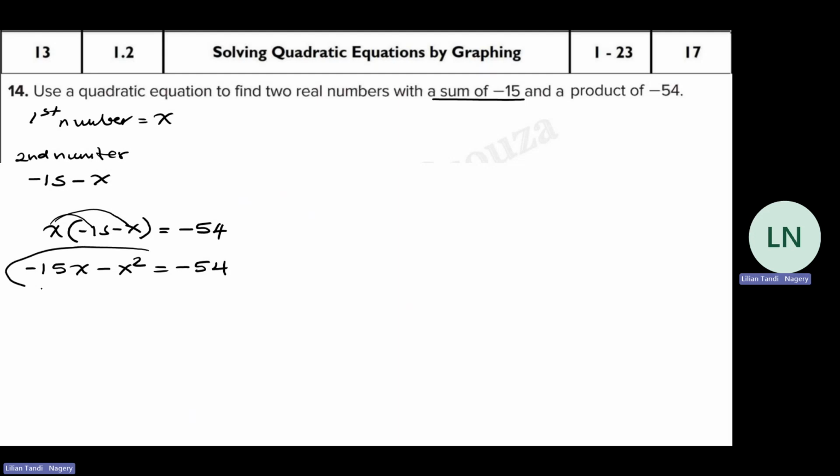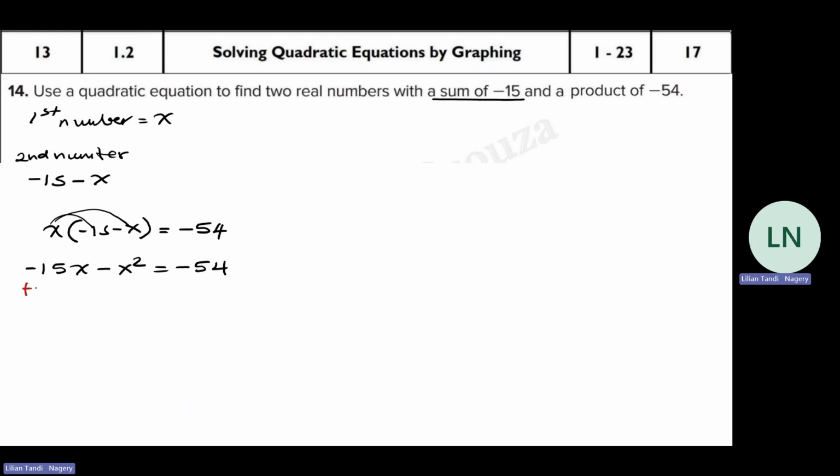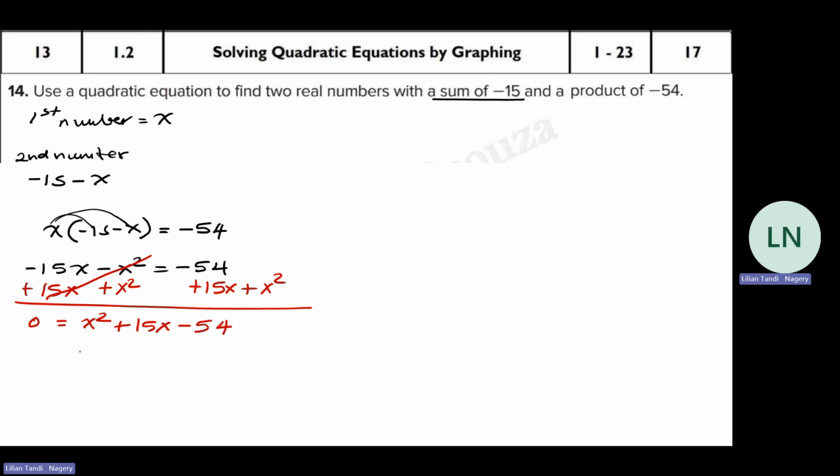Then you're going to take this side of the quadratic equation to this side because you want it to equal 0. How are you going to do that? You do the opposite of the term. So this term is negative, you will do positive. This term is negative, you will do positive. If you do it on the left, you must do it on the right. Okay? So this is 0. So 0 equals x squared plus 15x minus 54.